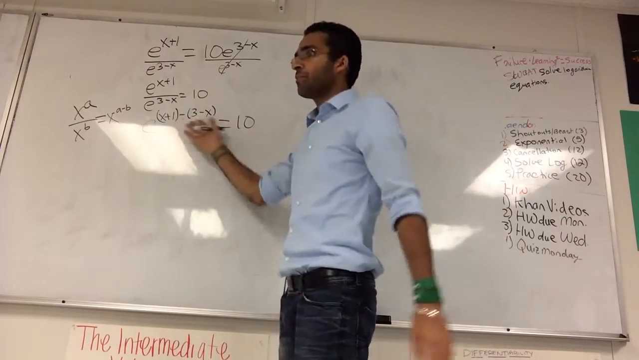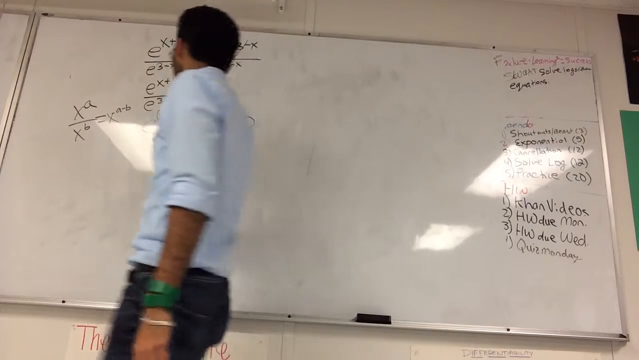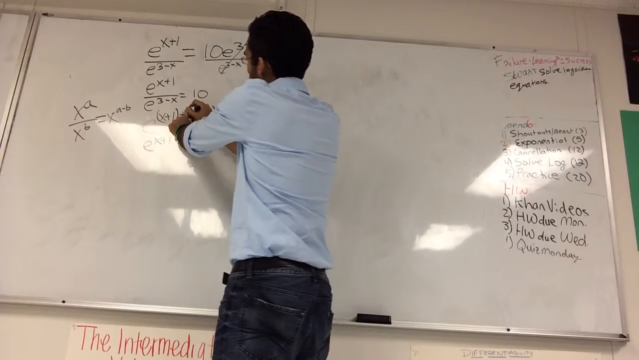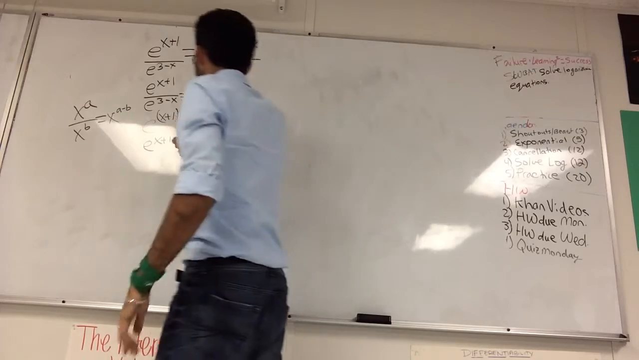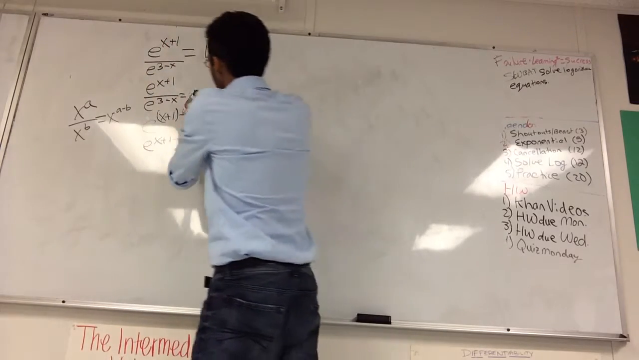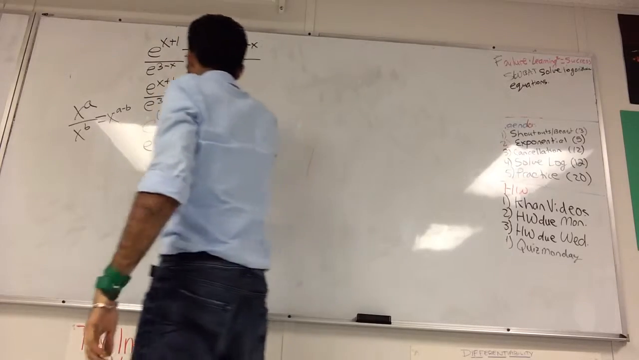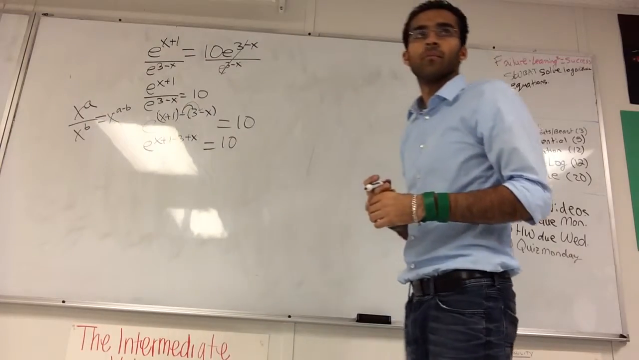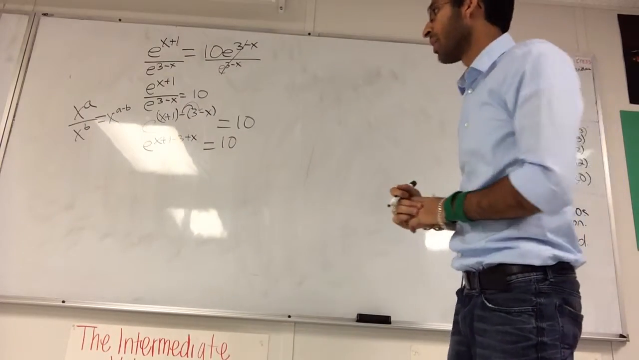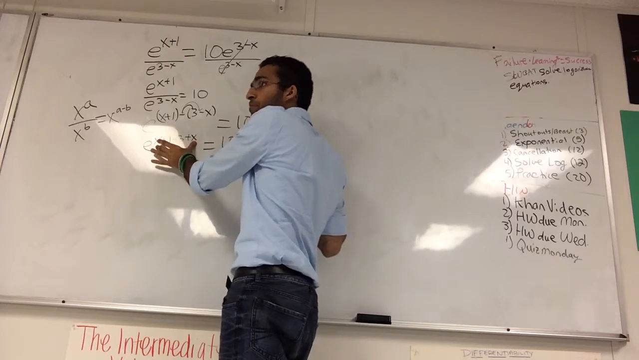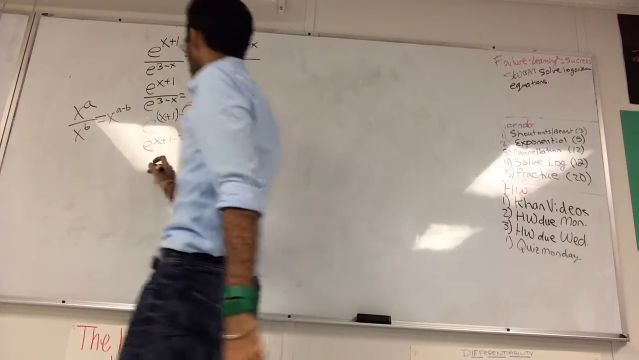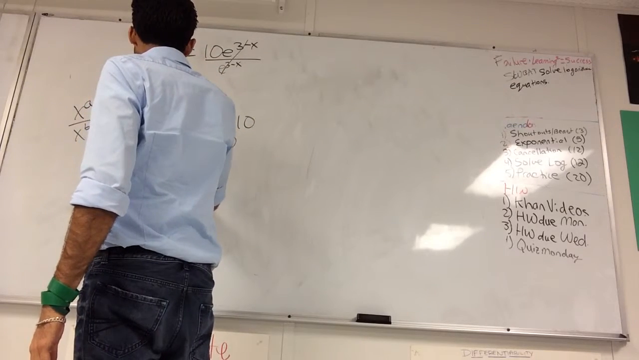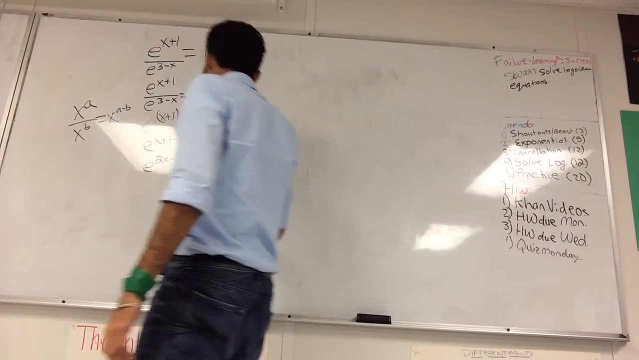So now, let me simplify the exponent a little bit. So I'm going to go e to the x plus 1. Negative 1, I'm going to distribute that here. Negative 1 times 3 is negative 3. Negative 1 times negative x is x. And that's equal to 10. All right, so now let's simplify this some more. So we've got e to the, x plus x is 2x, 1 minus 3 is minus 2, and that equals 10.